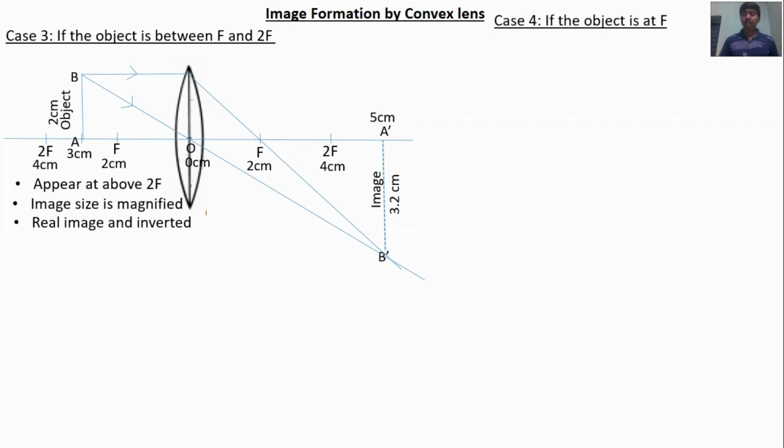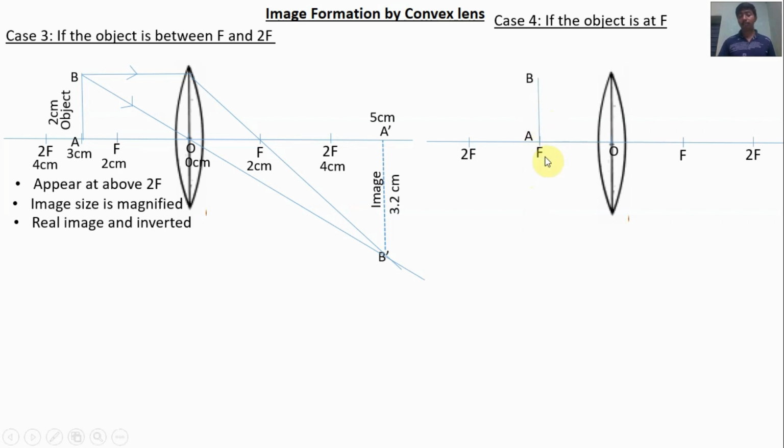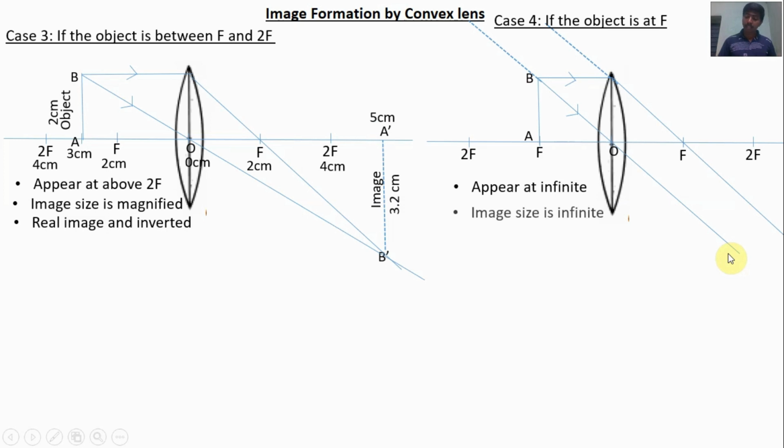Fourth case, if the object is at F, just draw the convex lens and the principal axis. The object is present at F, and the length of the object is 2 cm. Apply rule 1 and rule 2. The rays do not meet, so the image appears at infinite distance. The length of the image is infinite. Image size is infinite, and it is a real image, inverted image.